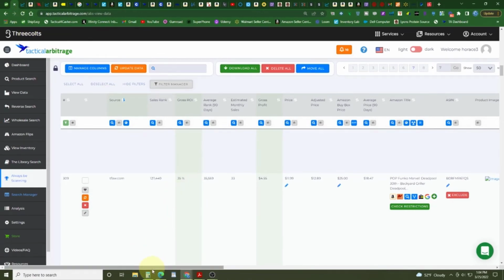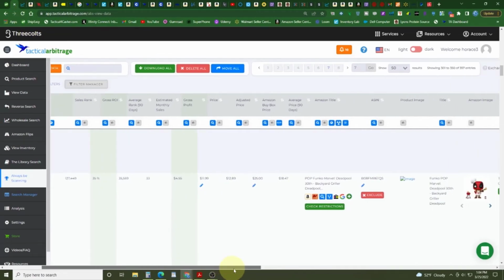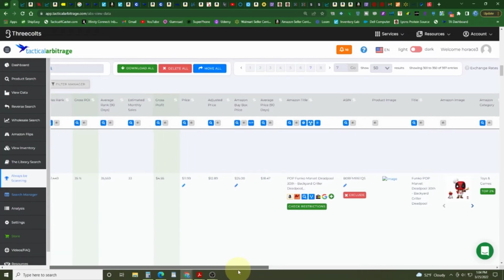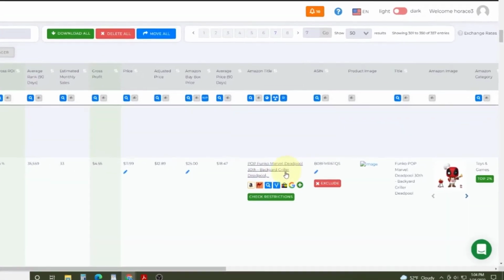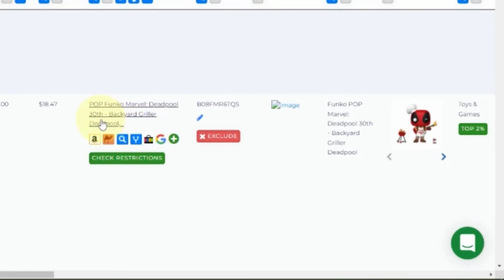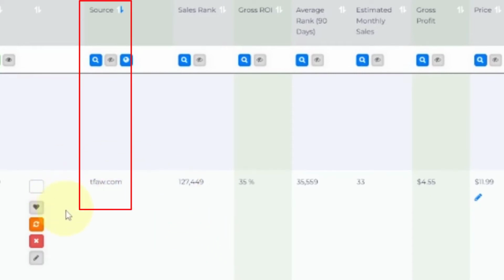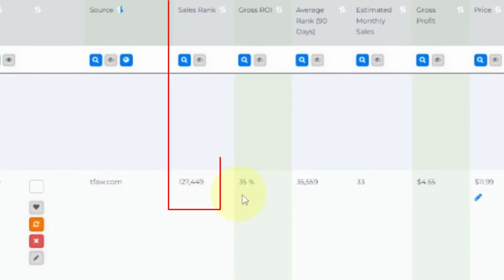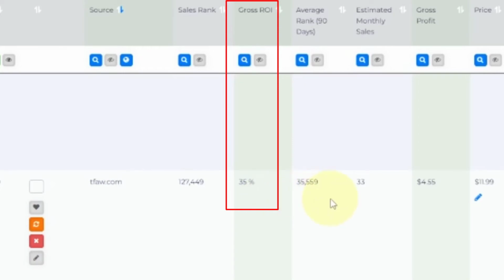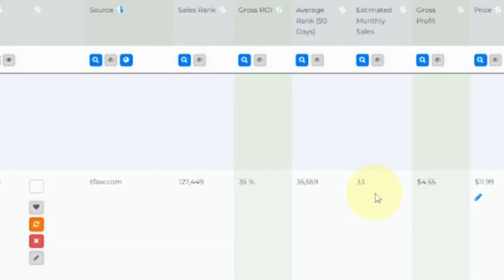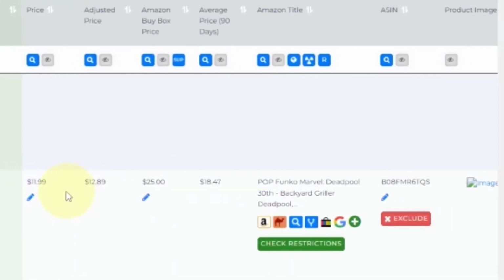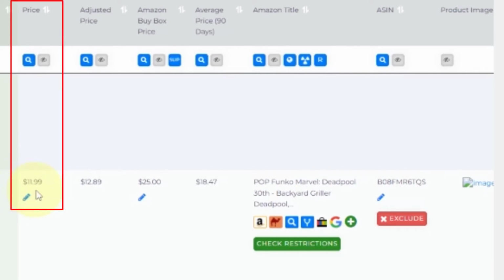Yeah. So here's a Funko Pop. What is this? Marvel, Deadpool, whatever, 30th edition, whatever, backyard griller. I'm not into that kind of stuff, but it's from tfall.com. I can see the sales rank. I can see the gross return on investment. Estimated monthly sales 33. See, this is different. You're talking about a gross profit of $4.55 if everything checks out. Okay. I'm going to spend somewhere around $11.99.